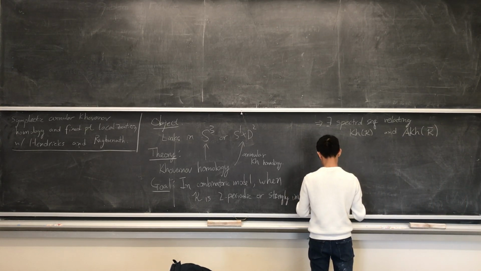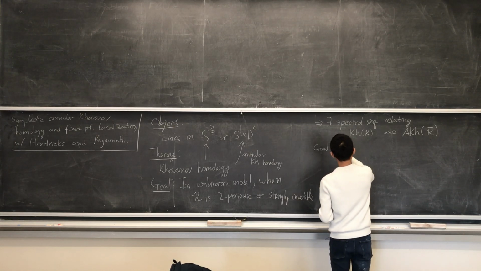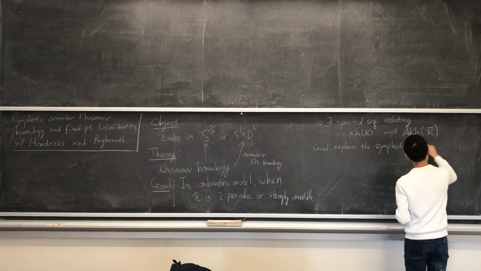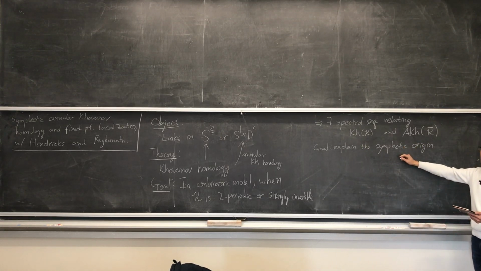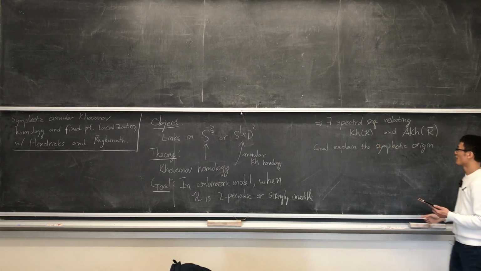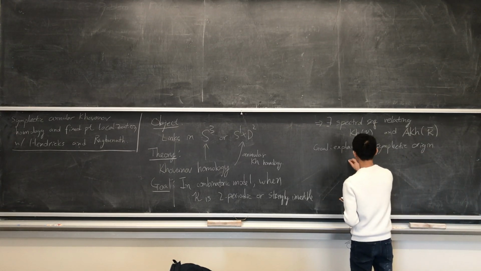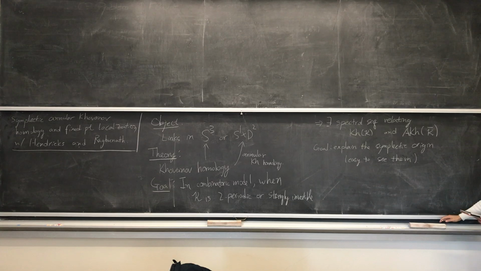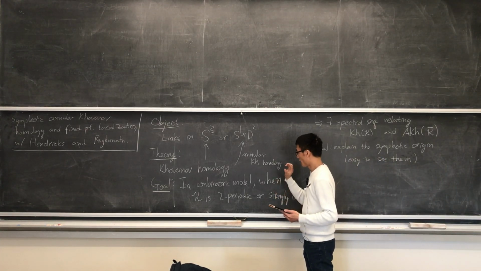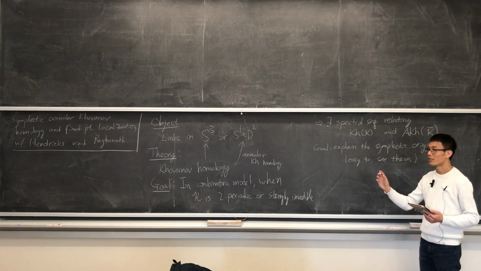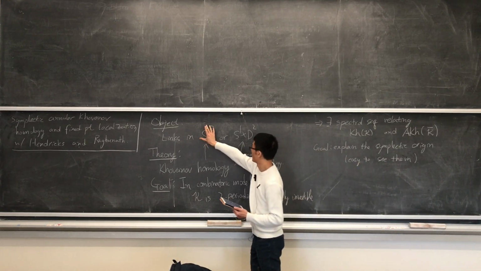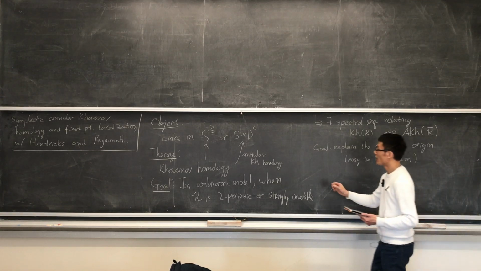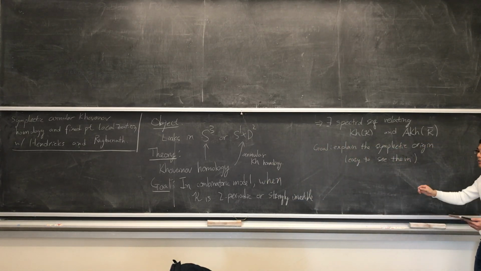And the goal is to explain the symplectic origin. In the symplectic world, it is very obvious, very geometric, why this spectral sequence exists, which is very easy to see. What is two-periodic? Two-periodic means that there is a Z2 symmetry of the space which preserves the knot and acts freely. And strongly invertible means that the knot will have two fixed points. I will explain in more detail.